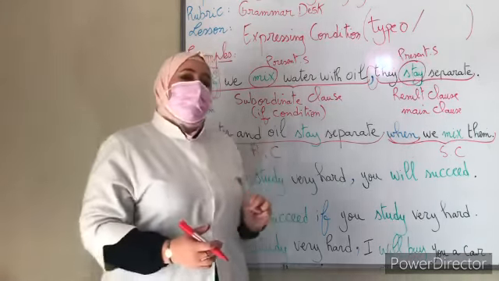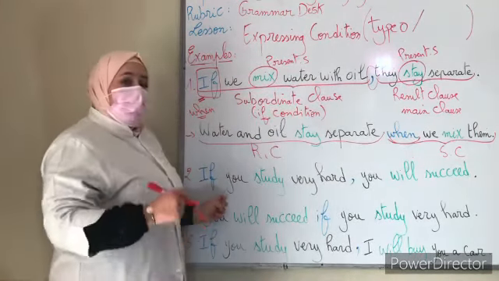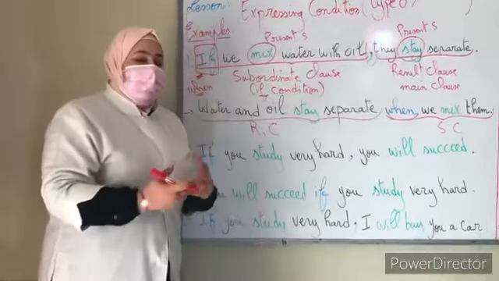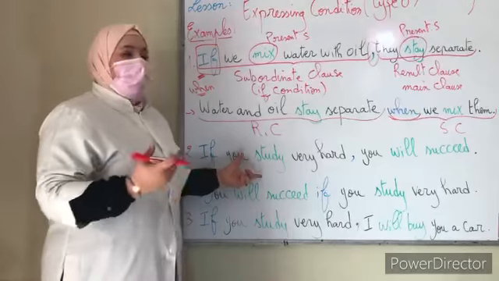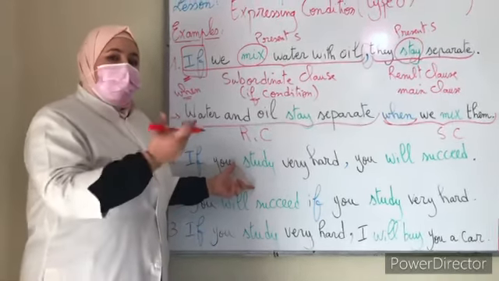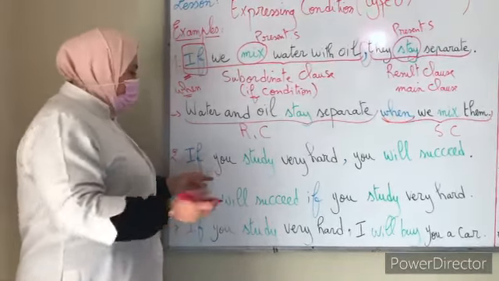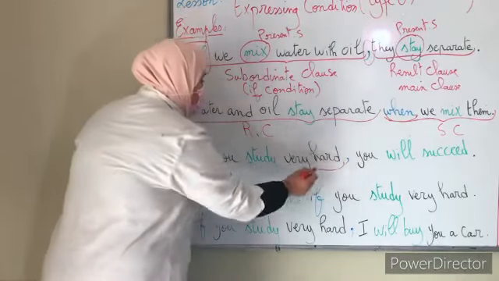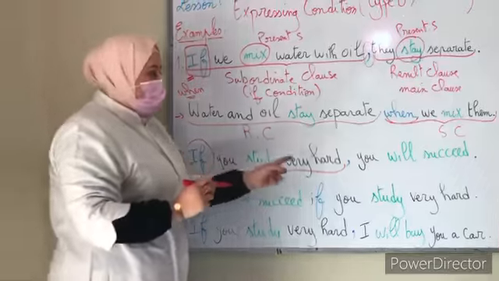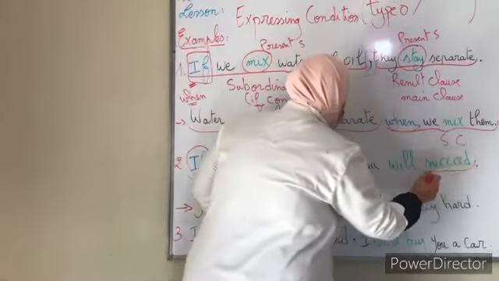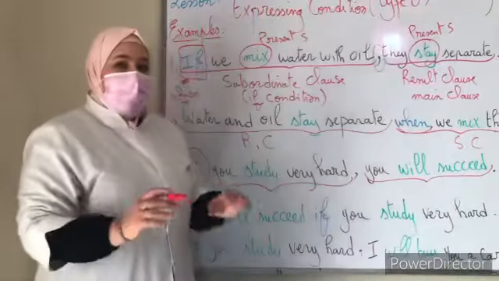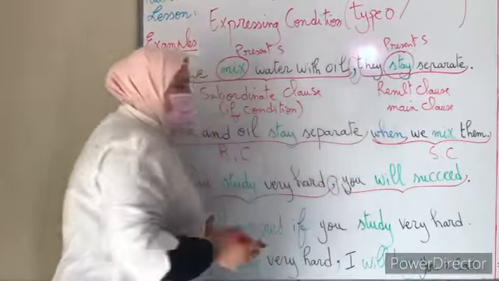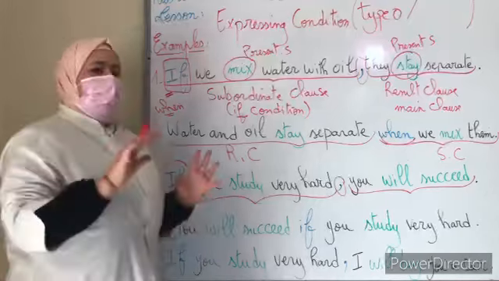Nice. We move to the second example. If you study very hard, you will succeed. We're going to analyze the second sentence the same as the first one. So of course here you have the subordinating conjunction. This is the subordinate clause, okay, and you will succeed is the result clause. And of course here the two clauses are separated with a comma, but there is a slight difference.